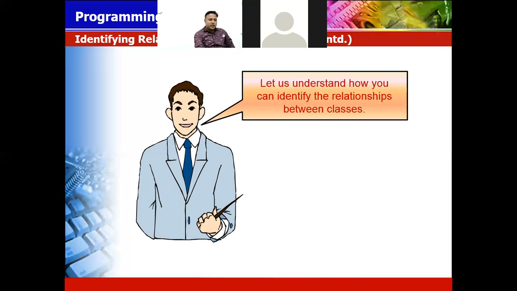So what are the different types of classes present? Let's understand it.